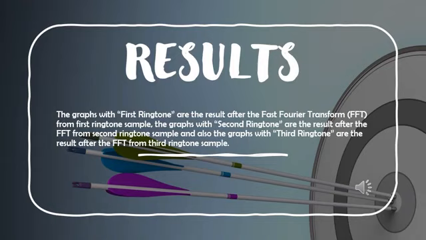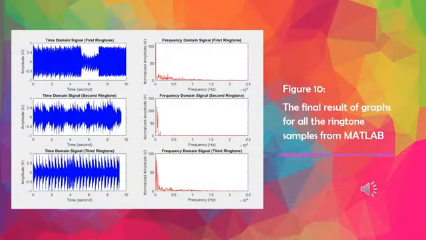Hello, my name is Tan Zhixuan and I would like to talk about the results. Throughout this project, we get the graphs for the first ringtone, second ringtone, and third ringtone after the fast Fourier transform, which is FFT, of the first ringtone sample, second ringtone sample, and third ringtone sample. The figures show the final results of the graphs for all the ringtone samples from MATLAB.